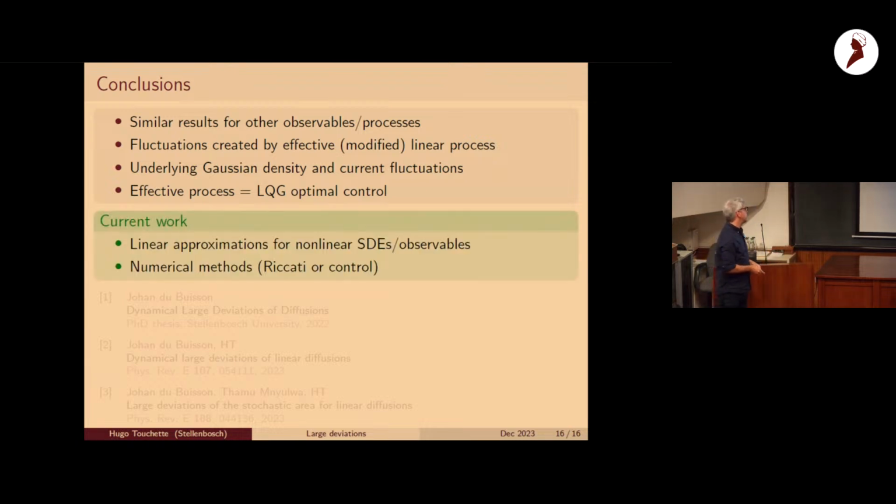And then we're working right now on using those solutions to find linear approximations of systems that are nonlinear, but also observables that are nonlinear, and then using this for the purpose of doing simulation. So in many cases for nonlinear systems, the only thing that we have for finding large deviations is to use numerical methods or numerical simulations, and it's difficult to do those simulations without any input.